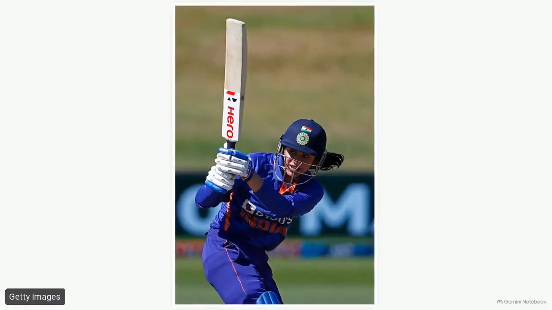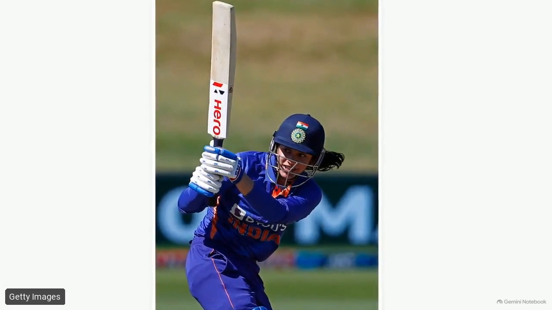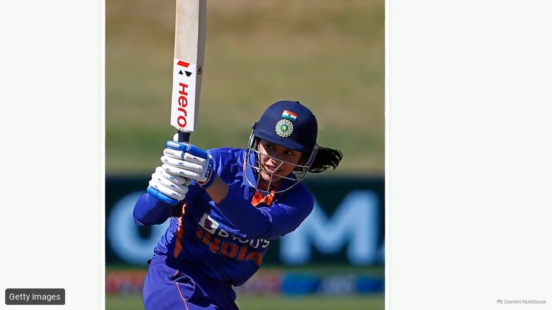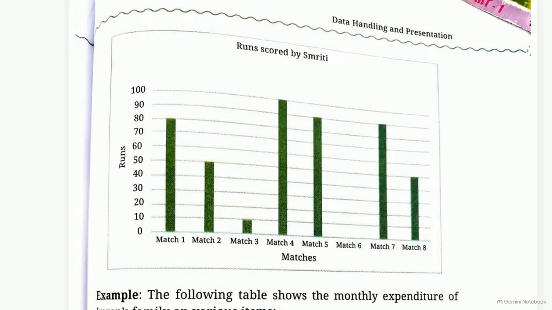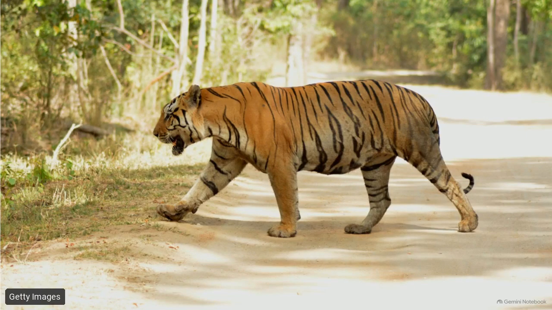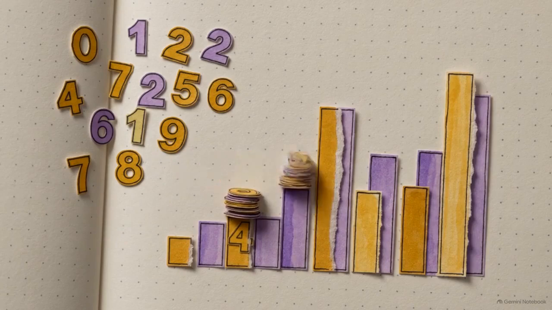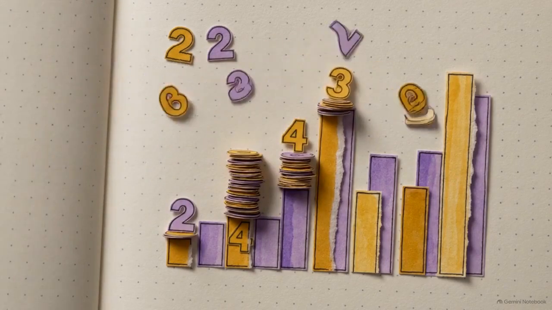These graphs help us understand performance in almost every field. In cricket, they show us exactly how many runs a player scores match after match. This chart condenses Smriti Mandhana's performance across 8 matches into a single view, showing her highest scores and her low points side by side. We use the same methods to track the recovery of endangered tiger populations or to manage a household budget. Turning raw lists into visual charts allows us to identify patterns and totals that would otherwise be lost in a sea of numbers.